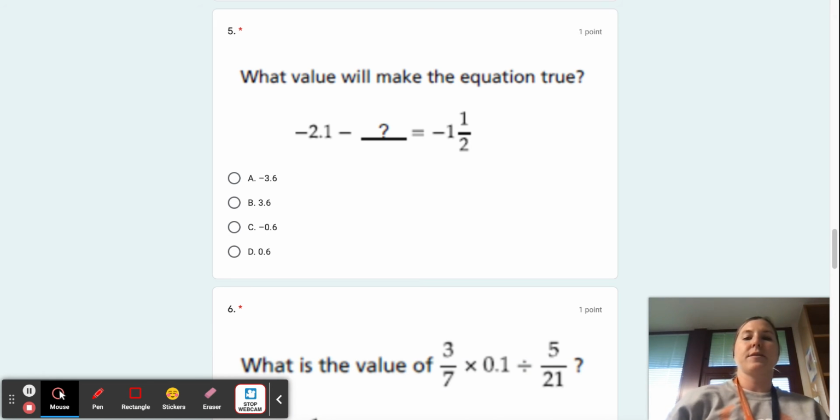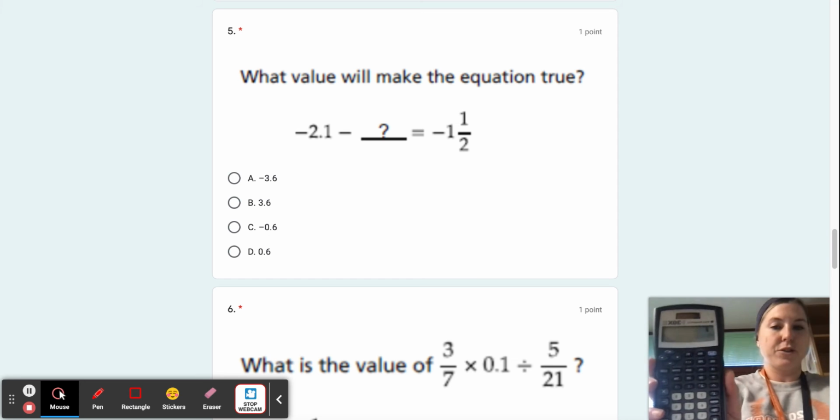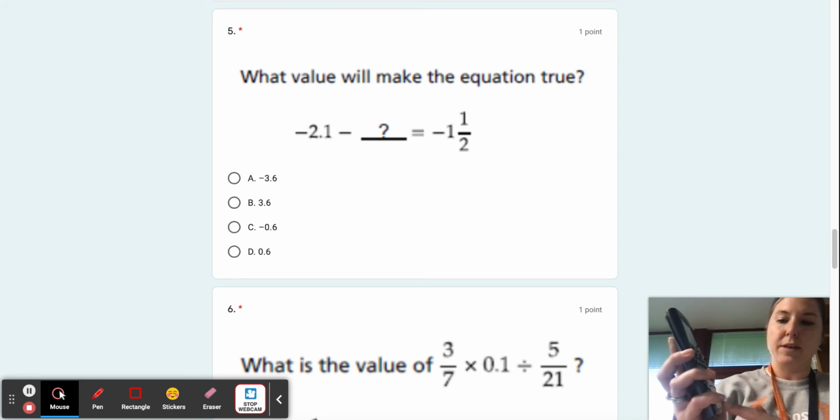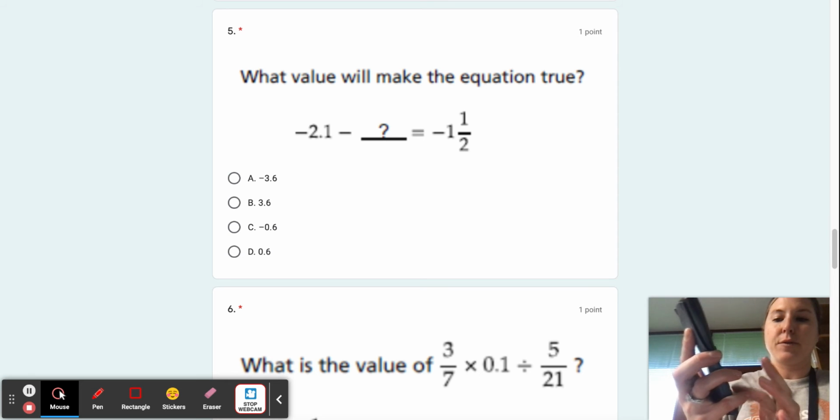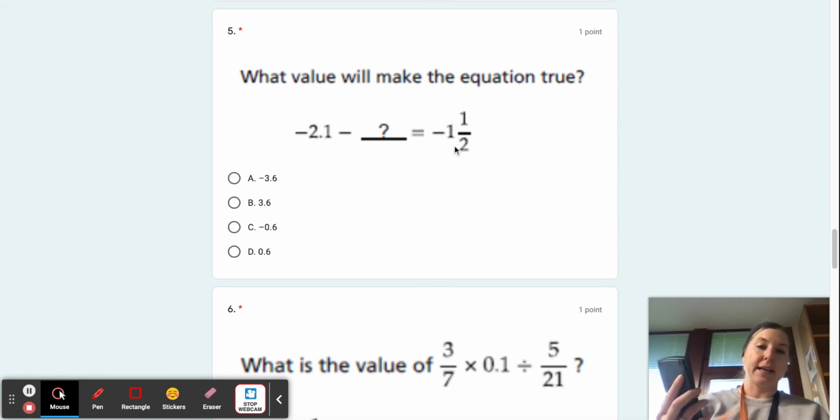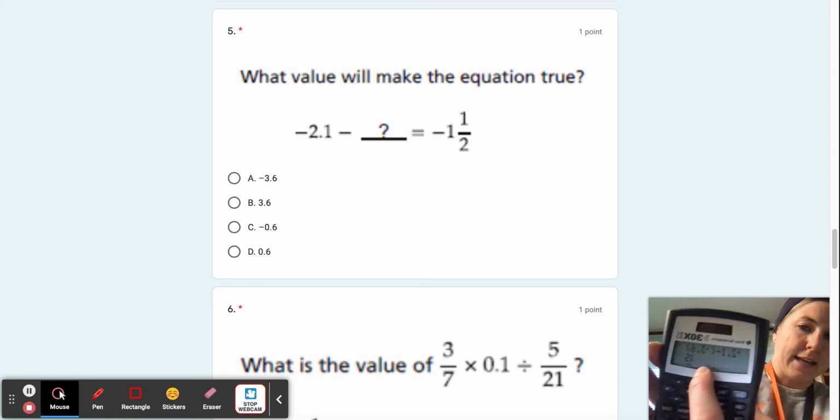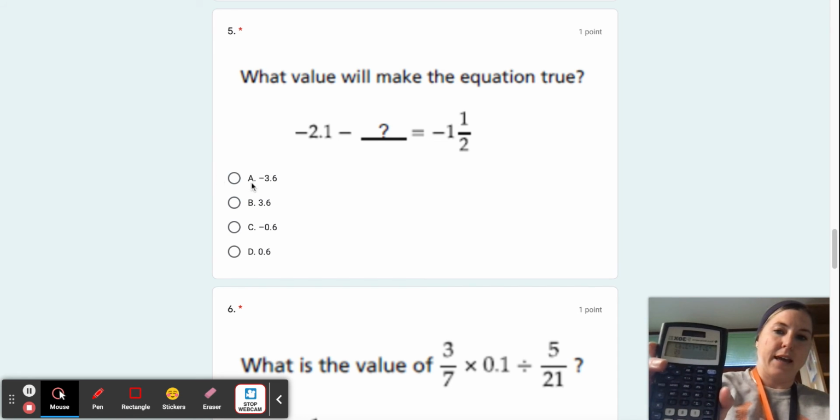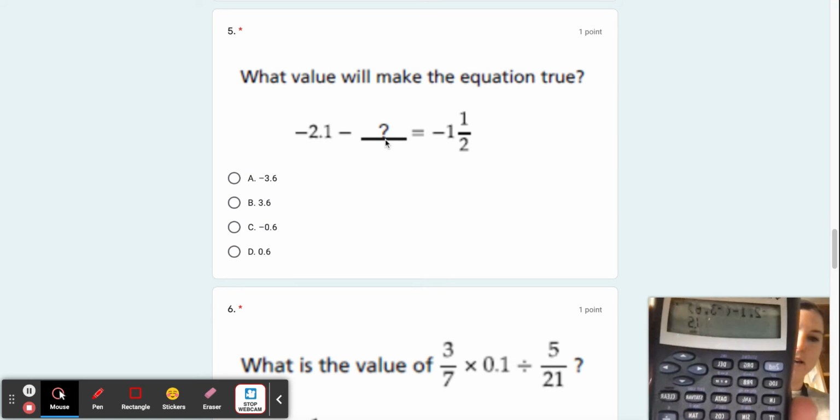For number 5, it says, what value will make the equation true? If I were you, I would just actually put them in. So I would do negative 2.1 minus, and then I would try the first answer, parentheses, negative 3.6. And when I put that in, I'm going to see if I get the answer. Now remember, if like the first one, it gave me it as a decimal. When I did negative 2.1 minus parentheses negative 3.6, I ended up getting 1.5.